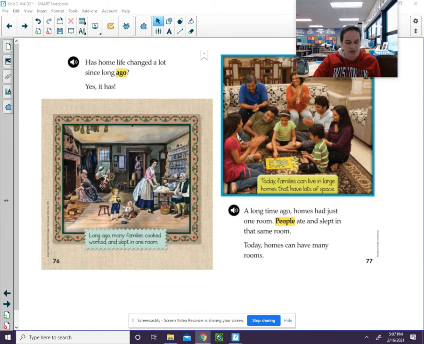I notice the caption tells me that the families cooked, worked, and slept in one room. So they did everything in this one room long ago. The details tell me about the illustration, and it's related to the main topic, the people's homes long ago. Now let's take a look over here at this photograph. Go ahead, tell me what you see in this photograph.